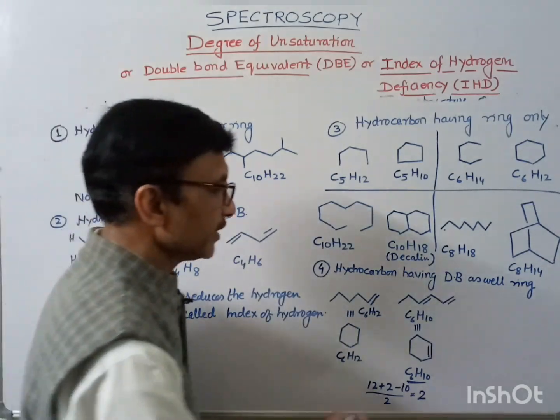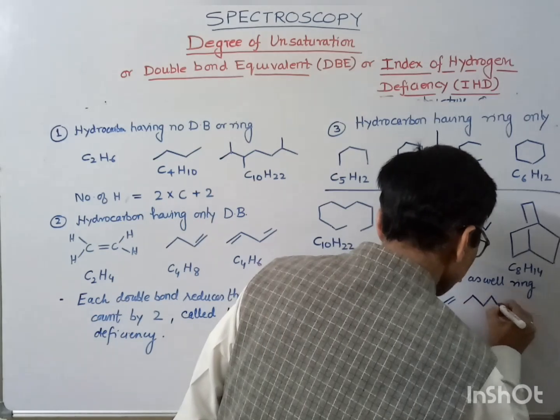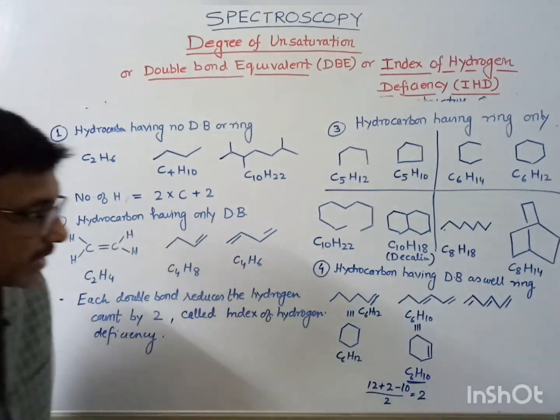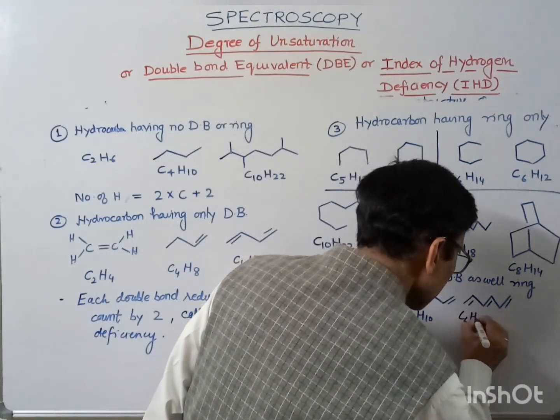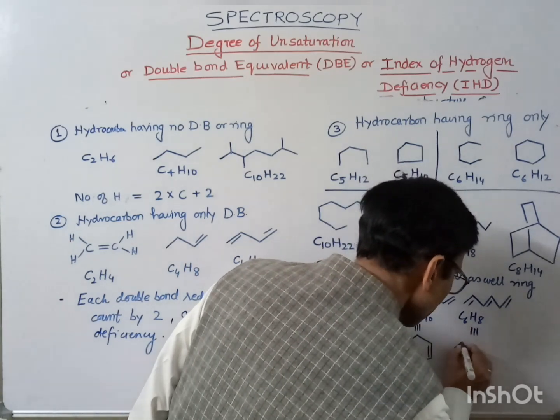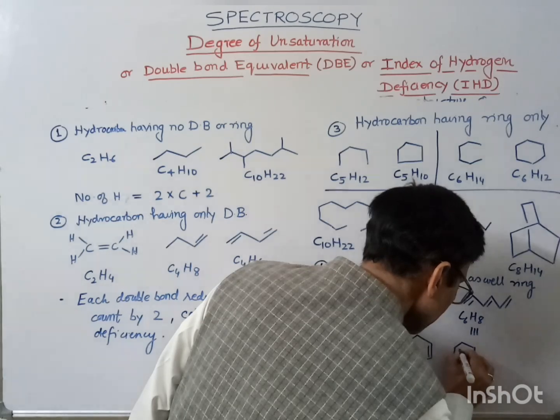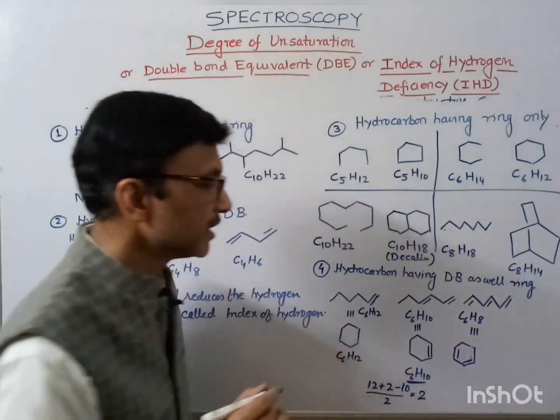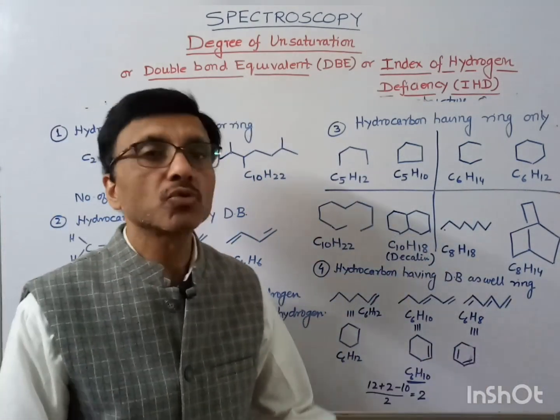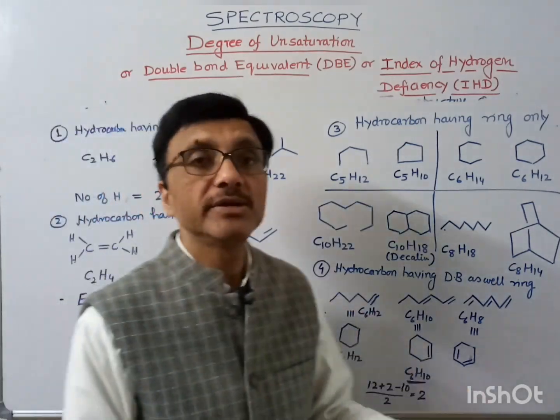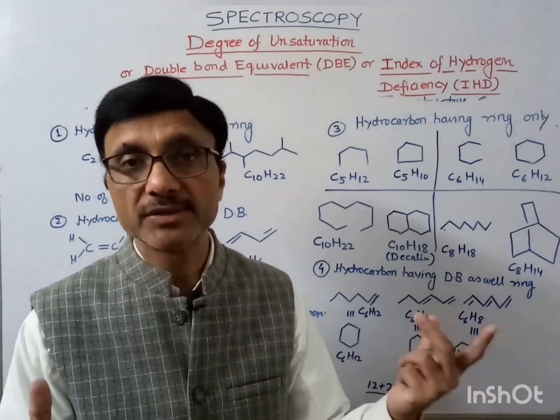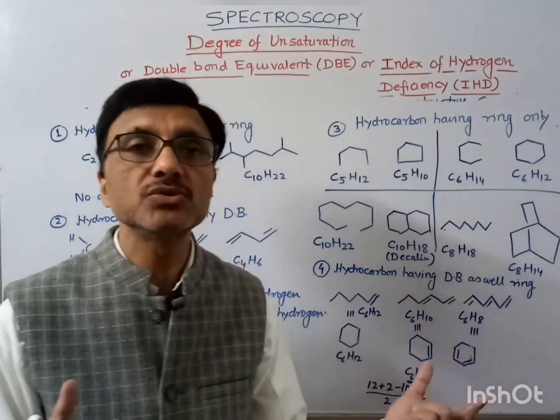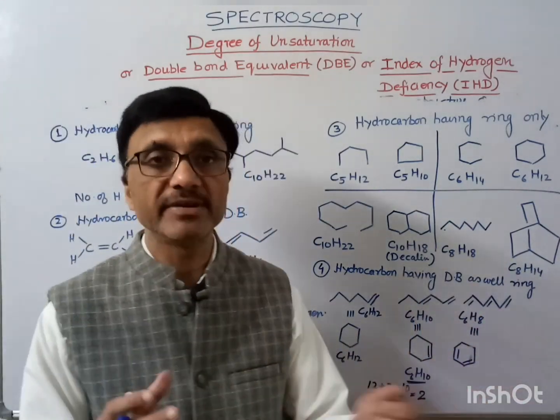Okay. In the same way, suppose I write another structure and suppose 3 double bonds are present. Suppose 3 double bonds are present, then it is C6H8, and this corresponds to this structure. Or we can write it like this. Either the conjugated double bonds will be there or non-conjugated double bonds may be there, and that can only be determined from other spectral data. Okay, from other spectral data. So this DBE only tells you whether double bonds and rings are present.